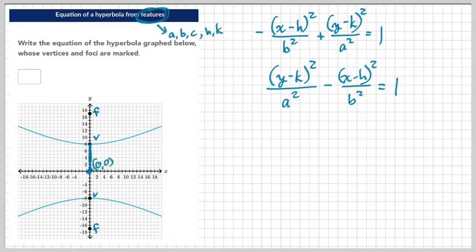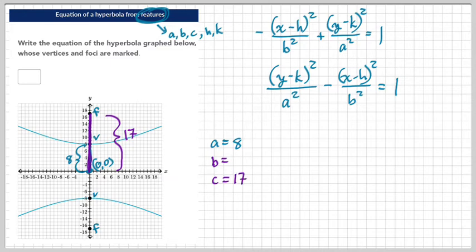Because we have the vertex, we know that A equals 8. Why is it 8? Because this distance right here is 8. Well, what about this one? What is this letter? The number is 17. Is it the A or the B? I'm sorry, is it the B or the C? That's a C. So that's 17.